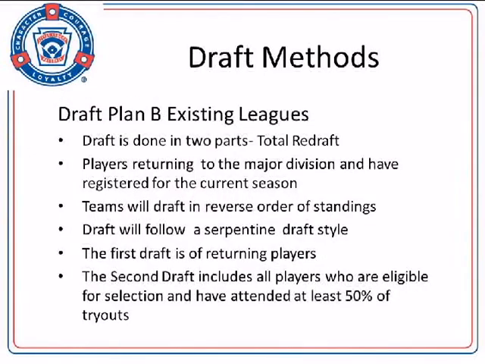Draft Plan B for existing leagues. This draft is done in 2 parts. It is a total redraft. Players returning to the major division and have registered for the current season will be selected. Teams will draft in reverse order of standings from the previous season. The draft will follow a serpentine draft style. The first draft will be of returning players, and the second draft includes all players who are eligible for selection and have attended at least 50% of tryouts.